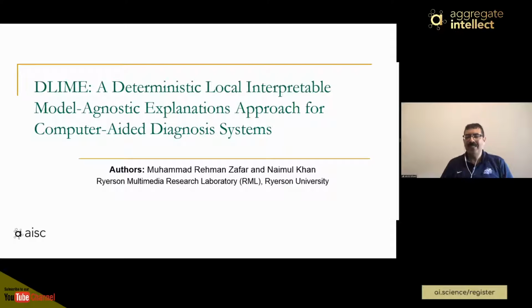Today, Rehman will be presenting his paper, DLIME, a deterministic, local, interpretable, model-agnostic explanation approach for computer-aided diagnostic systems. The paper was presented in the 2019 ACM KDD conference workshop for Explainable AI for accountability, fairness, and transparency.